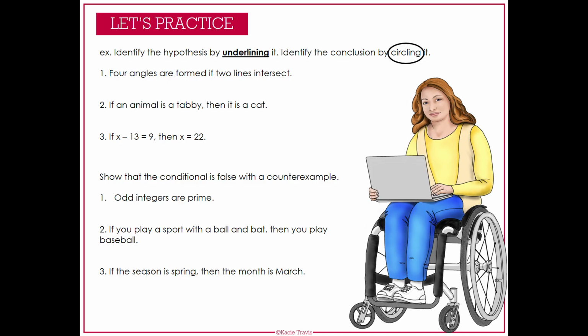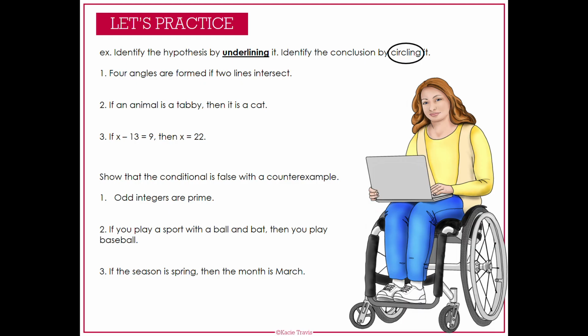All right. On the bottom here, on the left of your paper, there is us identifying the hypothesis and the conclusion. On the right side, you got to show that the conditional statement is false with a counterexample. Once again, if you want to go and try it out for yourself, go ahead and pause it, spin back and try it with us after the correct or, in some cases, not correct, your questions. All right, pause it up.